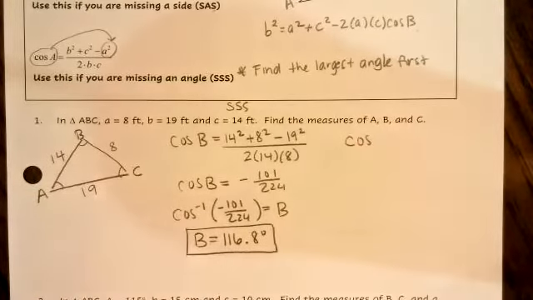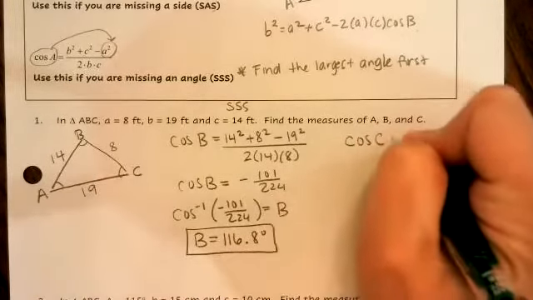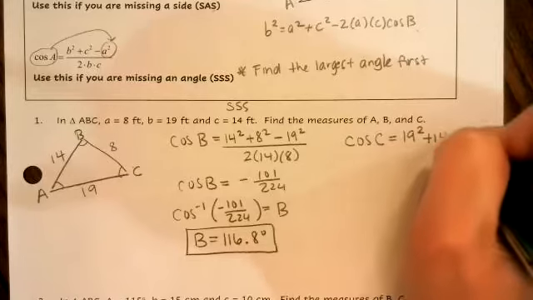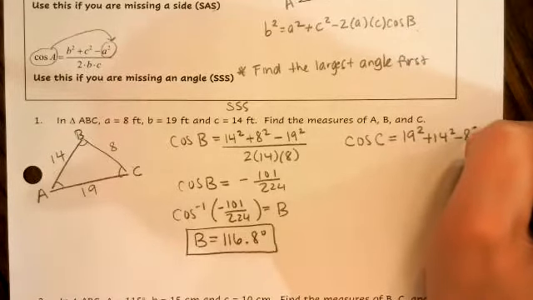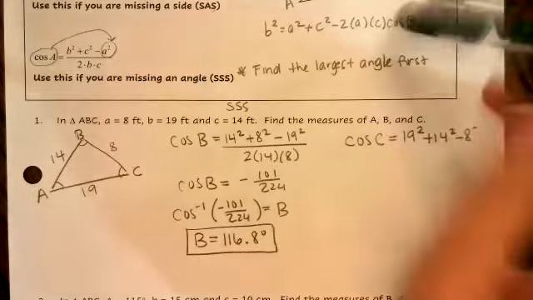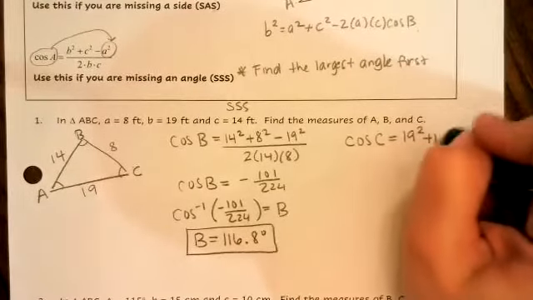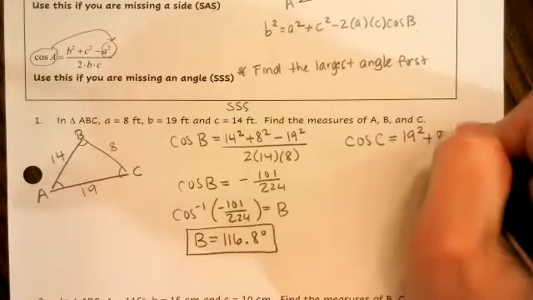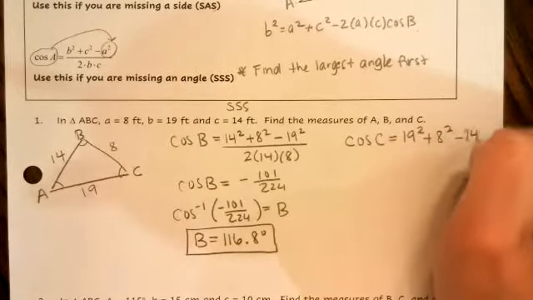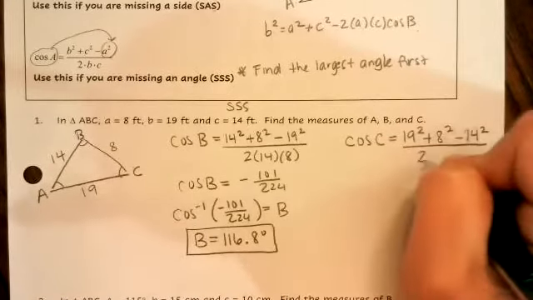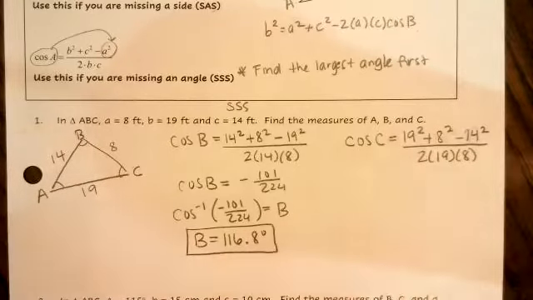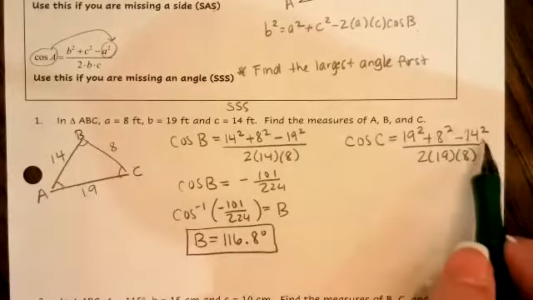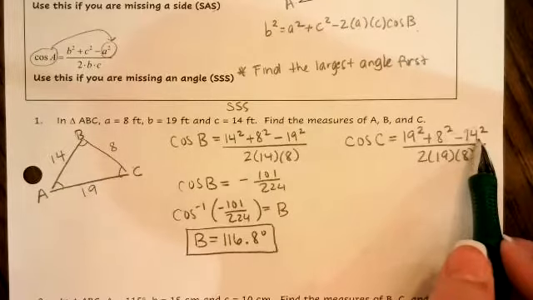So I'm going to go to my next biggest angle here, which would be C. So I get cosine of C is equal to 19 squared plus 8 squared minus 14 squared, all over 2 times 19 times 8. That 14 squared should be at the end there. So we want to keep that corresponding. Across from the C, we have that 14, so that's what's going to go there at the end.